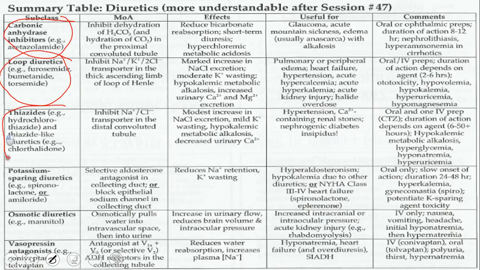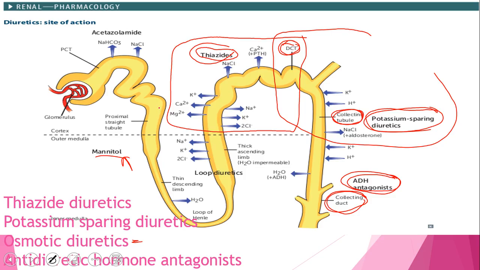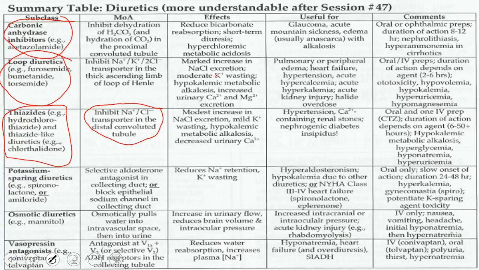Now on to thiazides. So thiazides, like hydrochlorothiazide, thiazide-like diuretics like chlorothalidone. What do they do? They inhibit the sodium chloride transporter in the distal convoluted tubule. So, distal convoluted tubule, sodium chloride transporter. See that right there? Modest increase in sodium chloride excretion, mild potassium wasting, hypokalemic metabolic alkalosis.